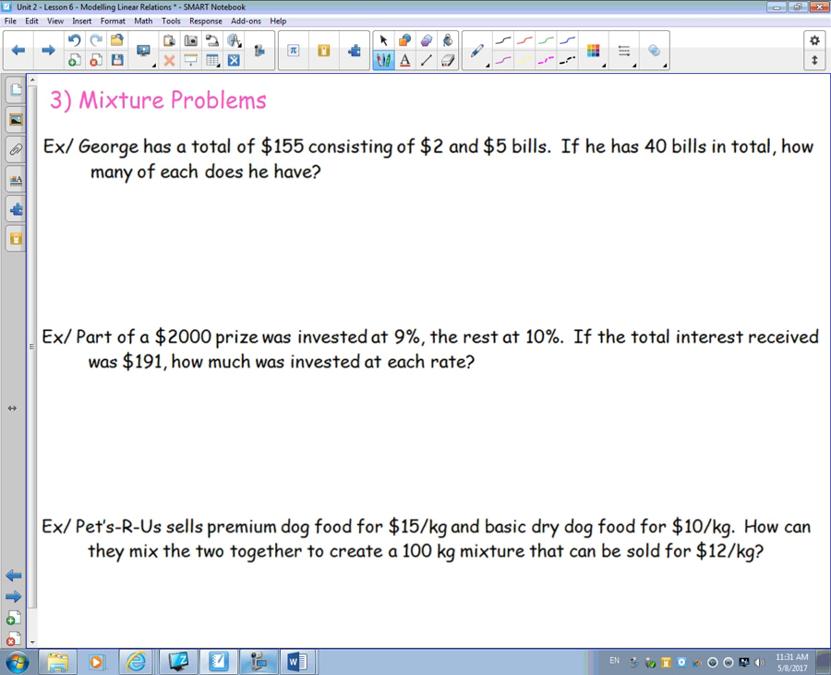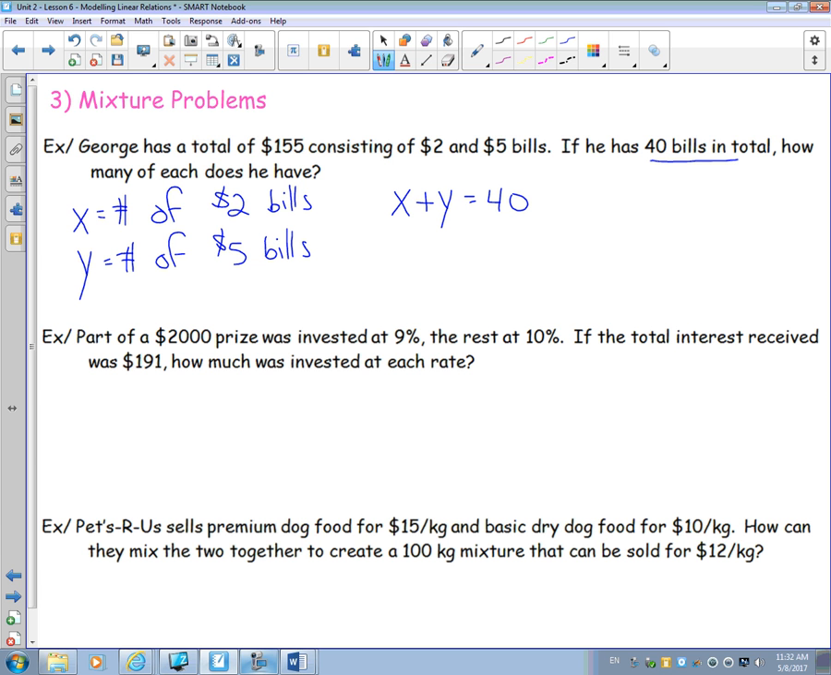George has a total of $155, consisting of $2 and $5 bills. He has a mixture of them. If he has 40 bills in total, how many of each does he have? Well, the fact that it's asking how many does he have tells me my let statements. X is the number of $2 bills, and I'm going to make Y the number of $5 bills. Now, I don't know how many of each I have, but I know I have a total of 40 bills, made up of some $2 bills and some $5 bills.